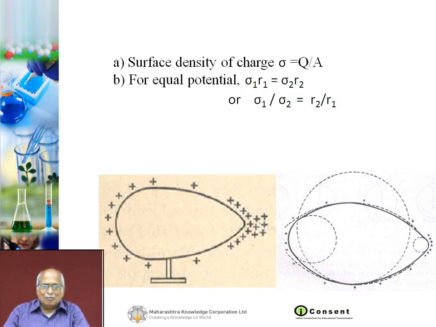So surface density of charge, denoted by sigma, is Q upon A, charge per unit area. Then look at the next equation. To keep the potential equal, the relation is sigma 1 R1 is equal to sigma 2 R2. R1, R2 are radii of curvature. Sigma 1, sigma 2 are surface densities of charge.